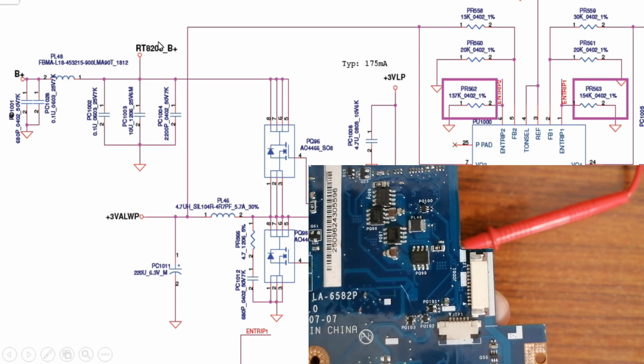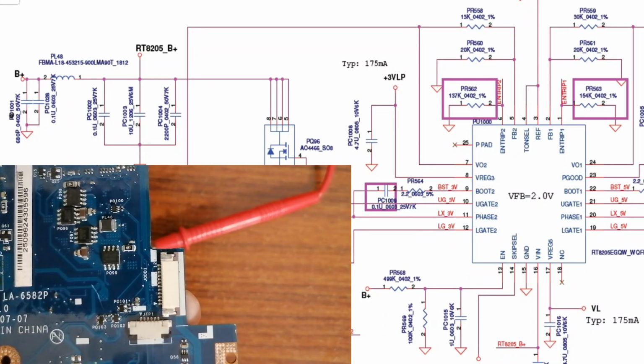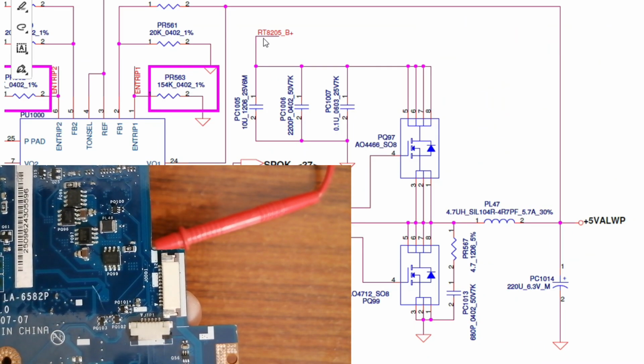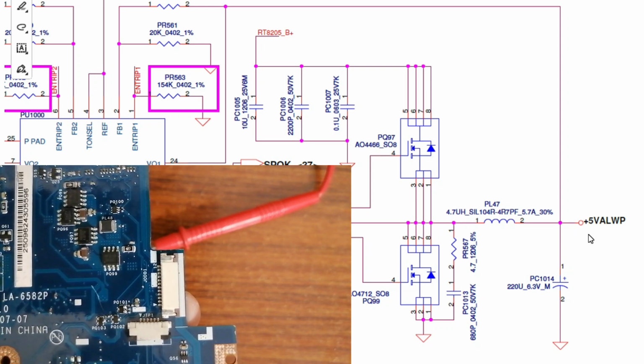This is the same voltage that is applied to the plus 3 volt channel, and it will also be applied to the 5 volt channel. As you can see, we have RT8205 B plus, also applied to this top voltage regulator to get plus 5 volt always.